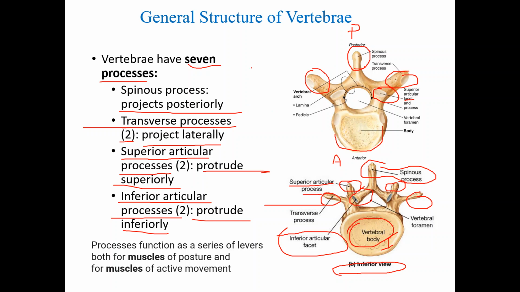So all these processes have functions as well. Of course, we don't just describe structures without understanding why they're there. They must have a function. And these serve as levers both for muscles of posture and for muscles of active movement. Okay, so that's all. And besides that, we'll also see these facets are very important because they are the interfacing point between various vertebrae.